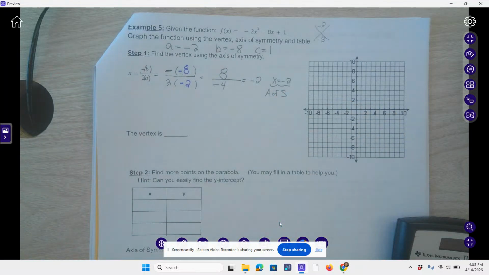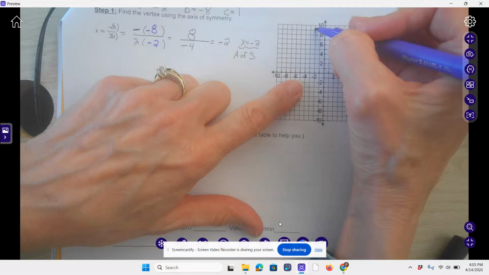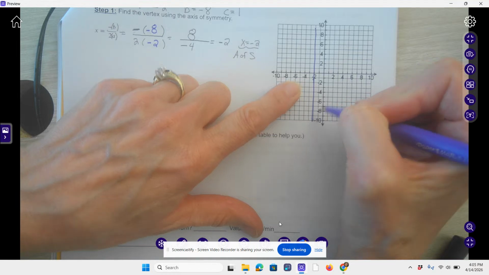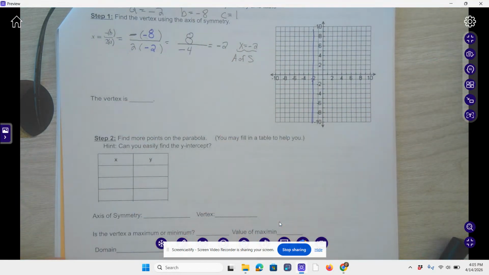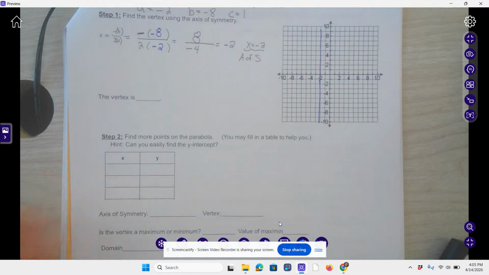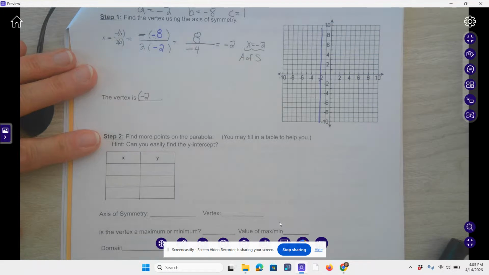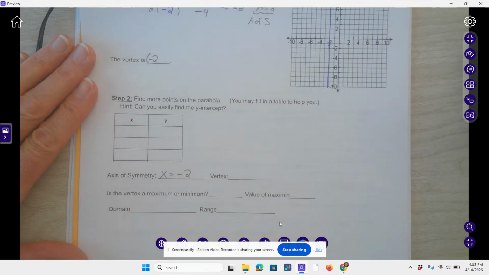So I want you to go to your graph. I'm going to try not to screw mine up this time. Go to x equals negative 2 and draw that axis of symmetry in, because we are definitely going to need that when we do the reflecting of those points over the axis of symmetry. If we know the axis of symmetry, we also know half of the vertex. And while we're at it, let's go down here and write in the axis of symmetry: x equals negative 2. We already know that.